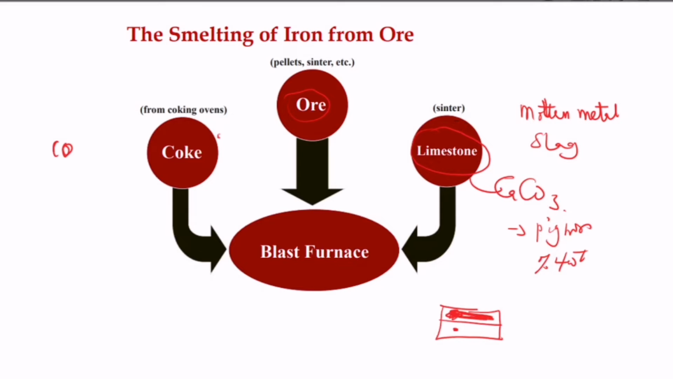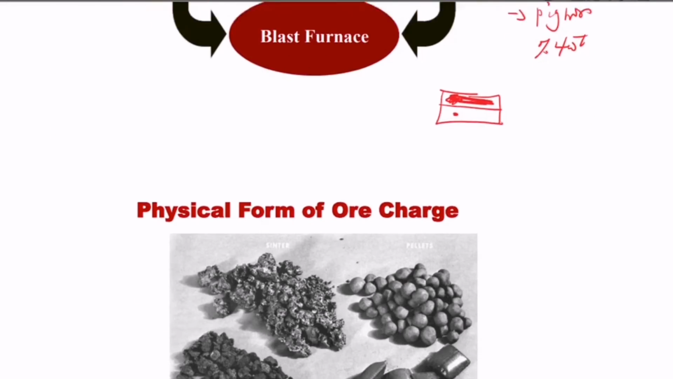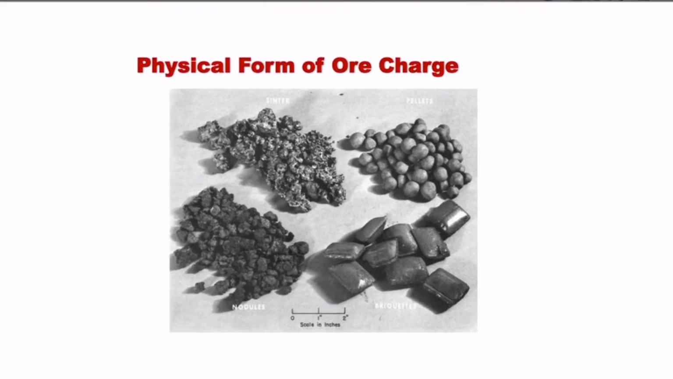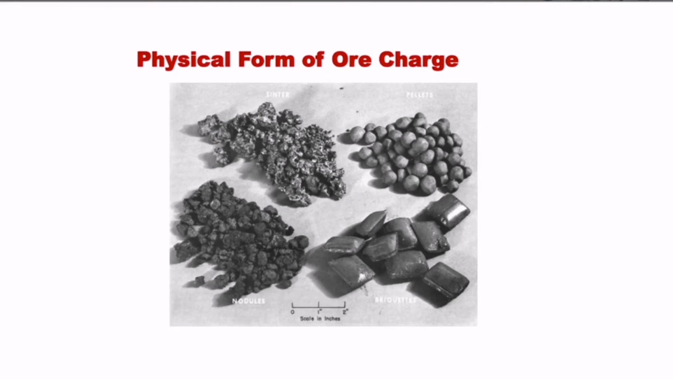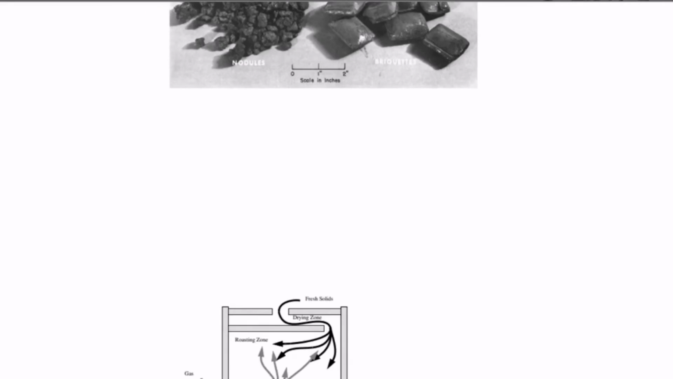Let's look at what the shape means. So let's look at the physical forms of the iron charge. Sinter is just like this, and pellet is like this, and you see that pellet is finer than sinter, and there are nodules. This is how they are shaped before being added to the furnace.